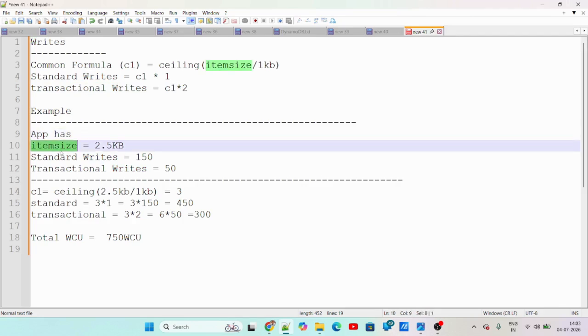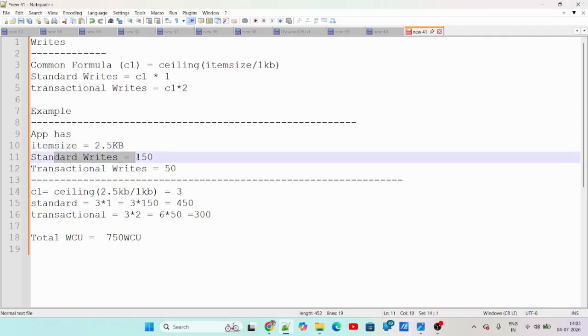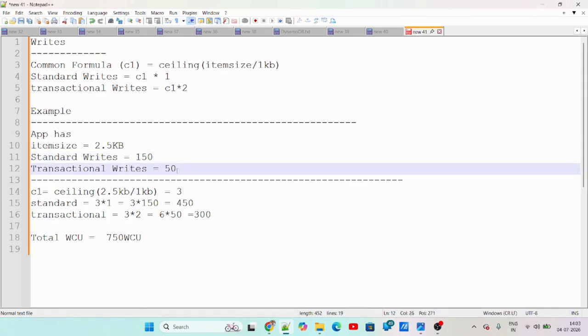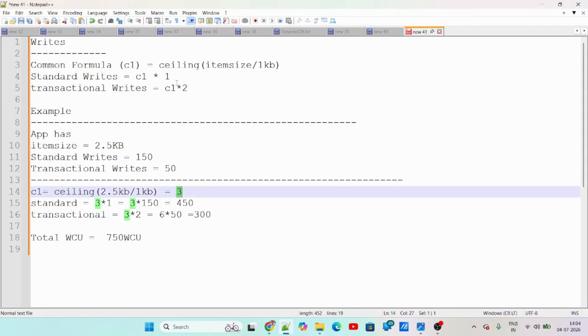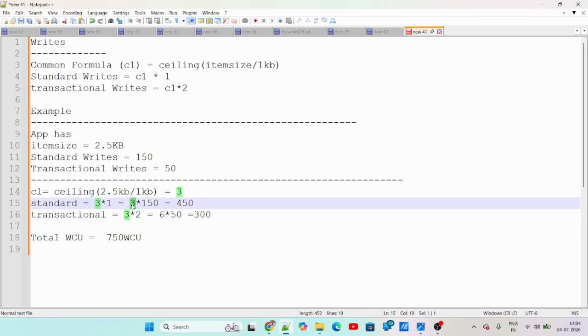Now let's take this example. Say your item size is 2.5 KB, and standard writes are 150 and transaction writes are 50. How would you calculate? First is C1. Take 2.5 divided by 1 KB, which is 2.5. If I apply ceiling, then it becomes 3. So you get the first part. Now you just multiply 3 into 1 is 3. And then 3 times the number of writes, 150, so it becomes 450.